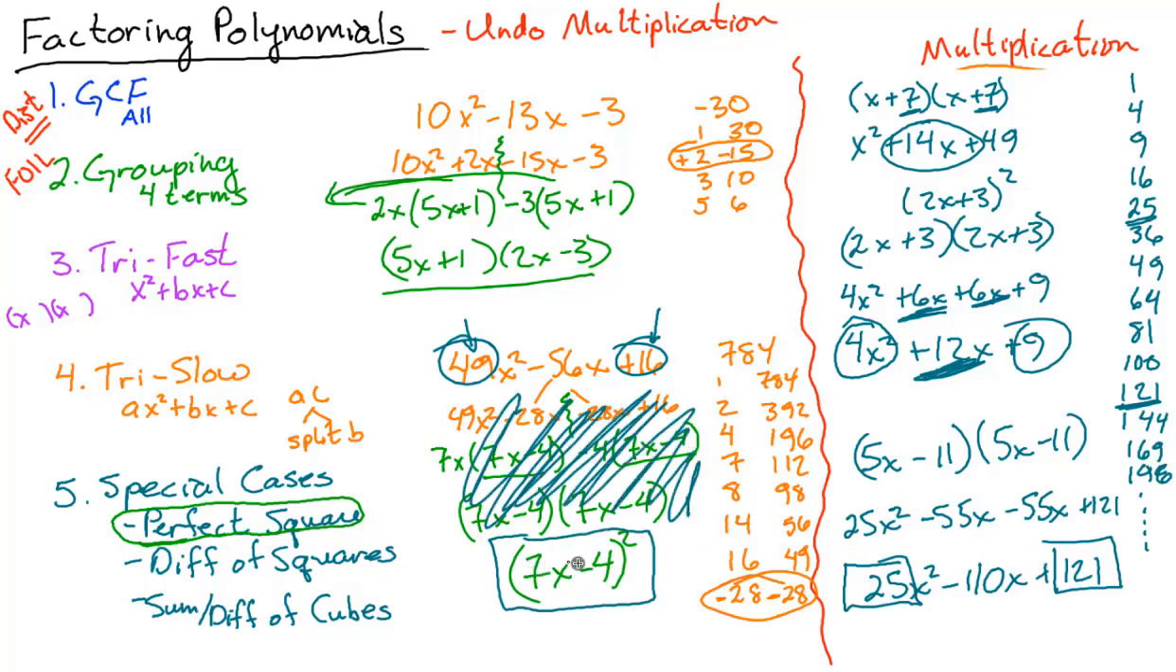And just check. 7 times a negative 4 is negative 28. Doubled is negative 56. Done. You don't have to do very much work. Let's show you one more of those to make sure you can identify those when you come across them.